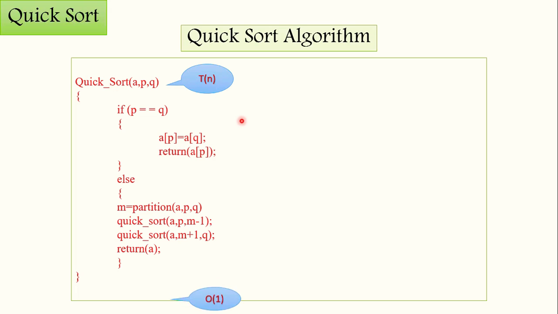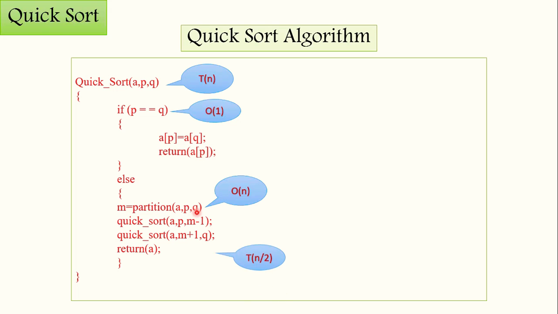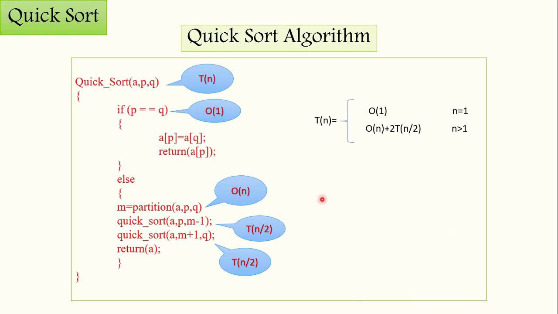This small problem takes big O of 1 time to complete its execution. And this is your partition algorithm, which takes big O of n time to complete its execution. And this is half of the problem, meaning T of n by 2. This is your half of the problem, meaning T of n by 2. No problem, is it clear? We can also write the recurrence relation for the given algorithm.